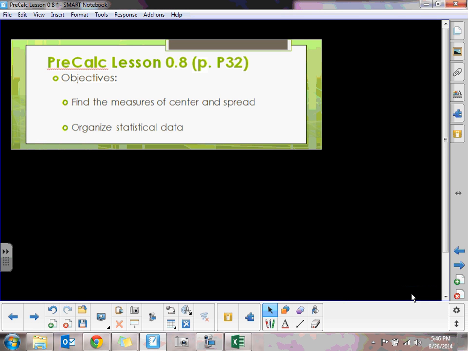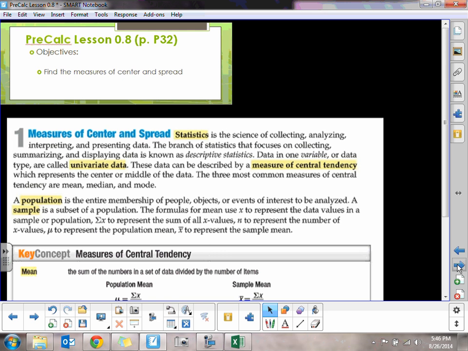In lesson 08, we're going to look at some statistical analysis. We're going to find the measures of center and spread of a data set, and we're going to find how to organize or use tools to organize statistical data.